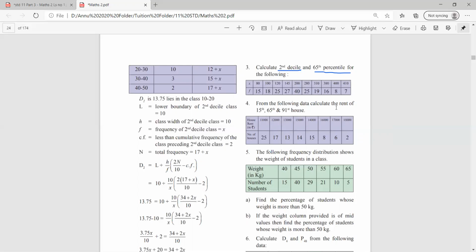Now over here all are 2-digit numbers, so you have to calculate P15, P65 and P91. Also there is a printing mistake in your textbook, class. As you can see, after 11,000, 12,000, 13,000 they have interchanged 14 and 15,000. So please take a note of this and change the values as well. So it will be 13,000, 14,000, 15,000 and the frequencies will be 25, 17, 13, 15, 14. So there's a printing mistake, pay attention to that.